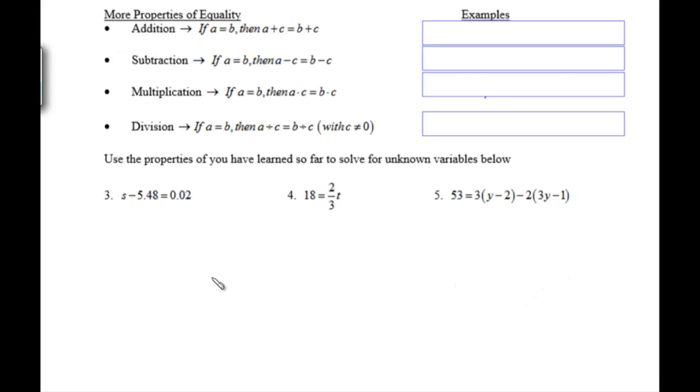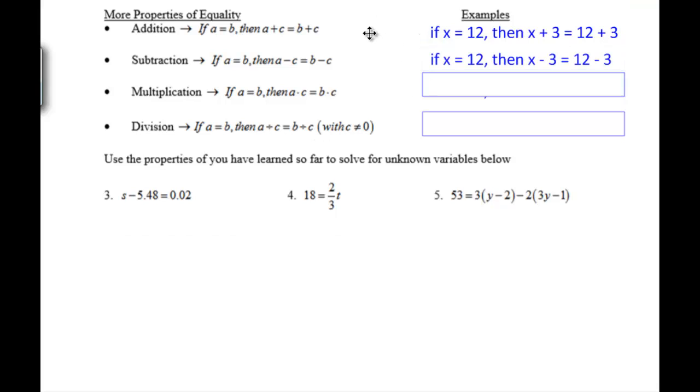Okay. So more properties of equality. We also have the addition property of equality, the subtraction property of equality, the multiplication property of equality, and the division property of equality. Examples. Addition is simply saying if a is equal to b, then if we add the same number, you should get the same thing. So if x equals 12, then x plus 3 is really 12 plus 3, or 15. If we subtract, again, if x equals 12, then x minus 3 is really 12 minus 3, which is 9.